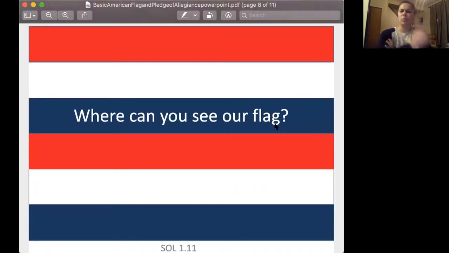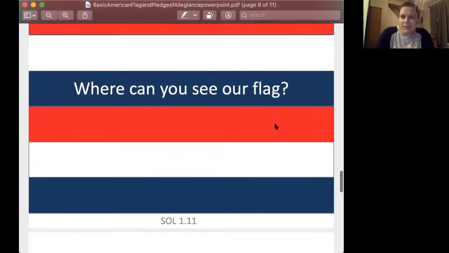Now, where can you see the flag? So I just mentioned that you could go on a walk and maybe see it outside. Maybe some schools around your neighborhood have them. Do you have one at home? Maybe. We have a couple in the Panda class. I wish I had them at home so I could show you, but I left them at school.